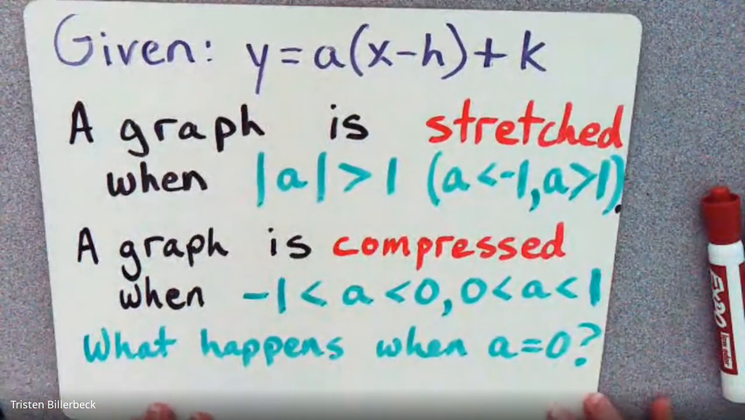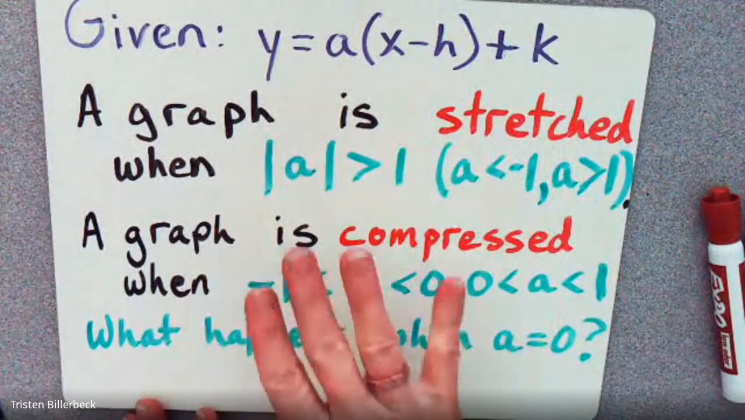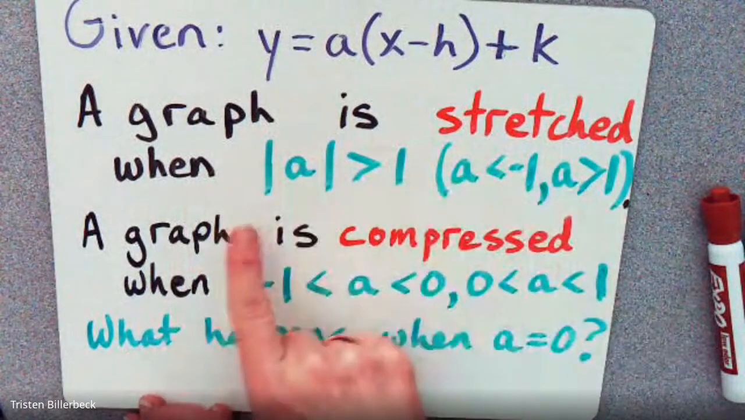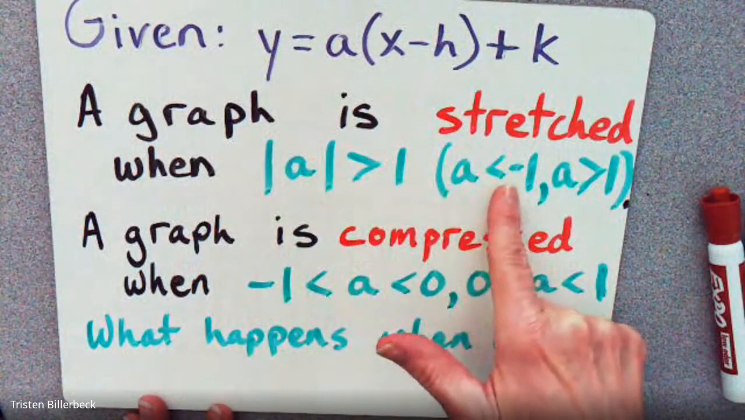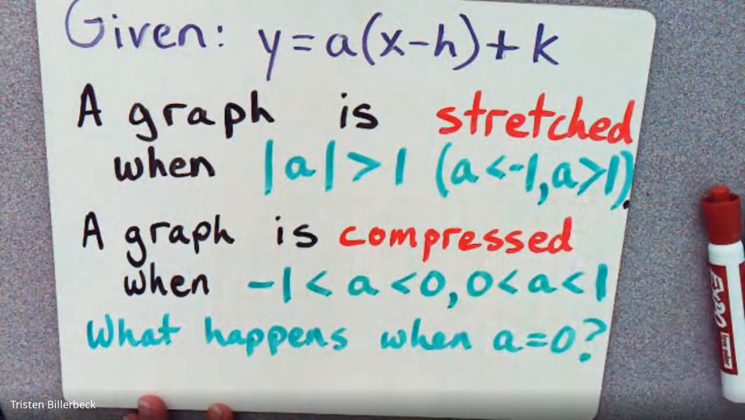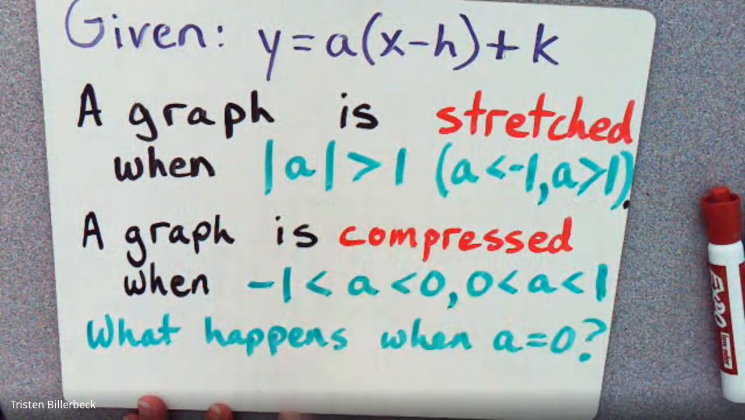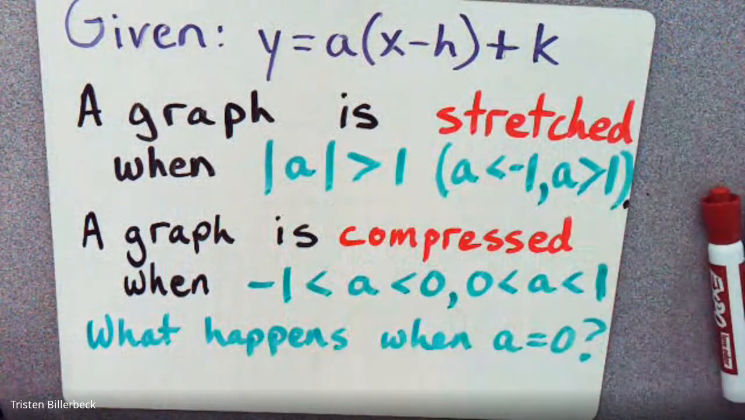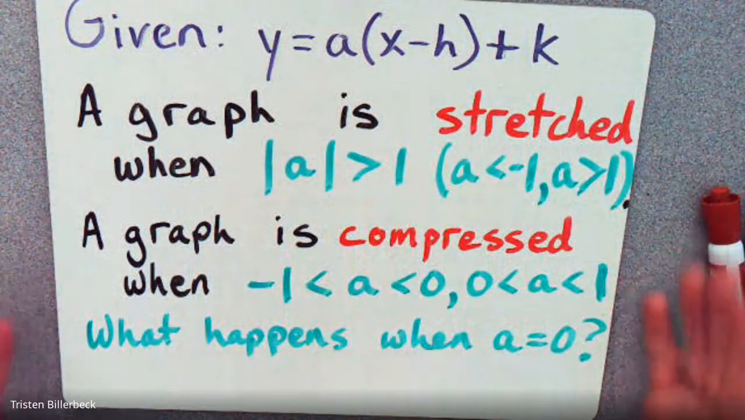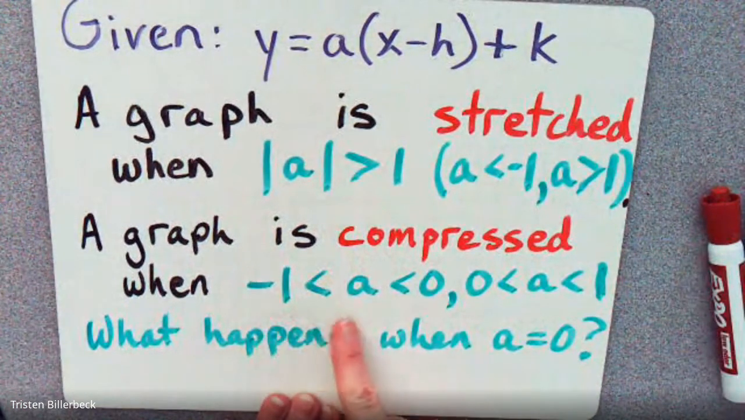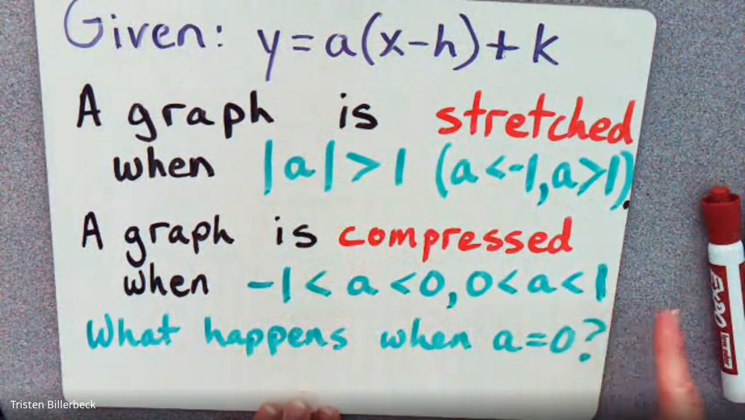On the next slide, we're given this again, and I want to talk about stretching. The graph is stretched when the absolute value of A is greater than 1. When the absolute value of A is less than 1, that's a compressed graph. A graph is compressed when -1 is less than A is less than 0, and 0 is less than A is less than 1.